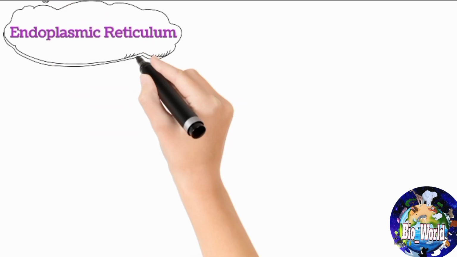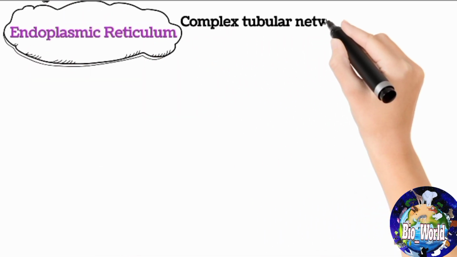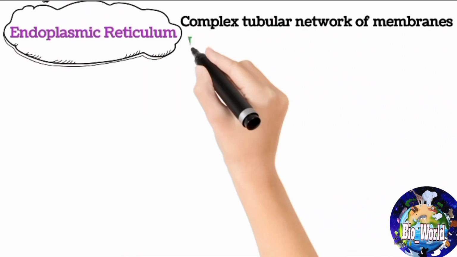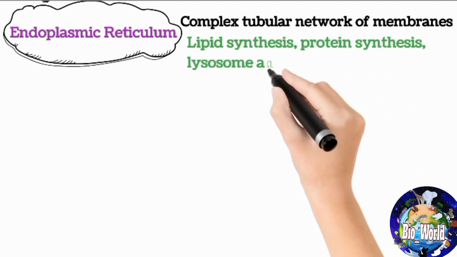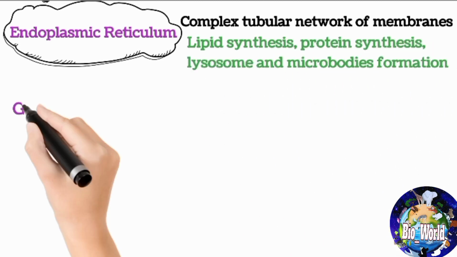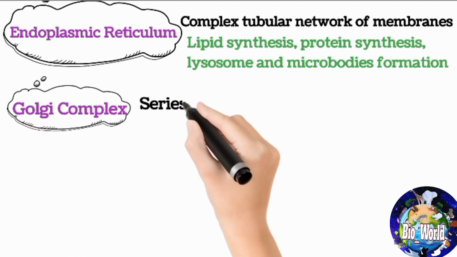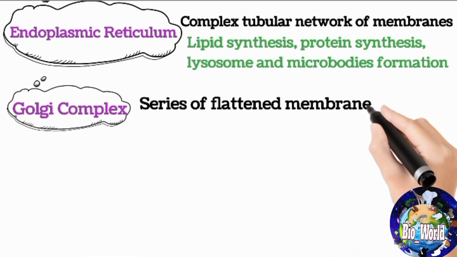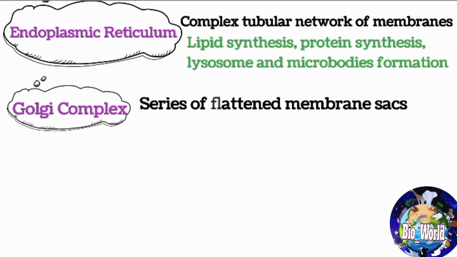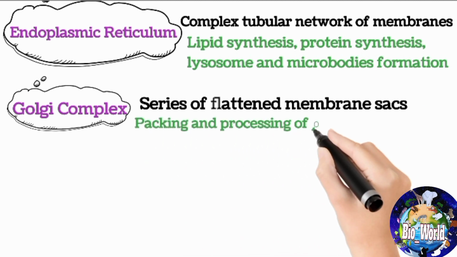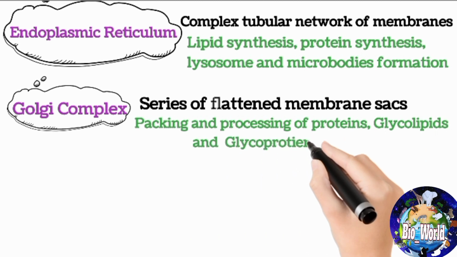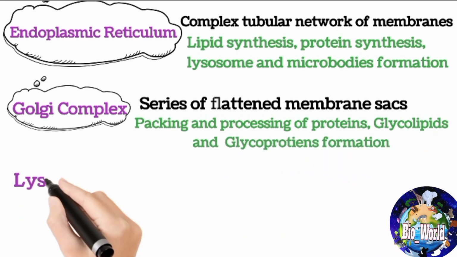Endoplasmic reticulum. Endoplasmic reticulum is a complex network of membranes that functions in lipid synthesis, protein synthesis, and lysosomes and microbodies formation. Golgi complex. Golgi complex is a series of flattened membrane sacs. Golgi complex is involved in packing, modification and processing of proteins, and glycolipid and glycoprotein formation.